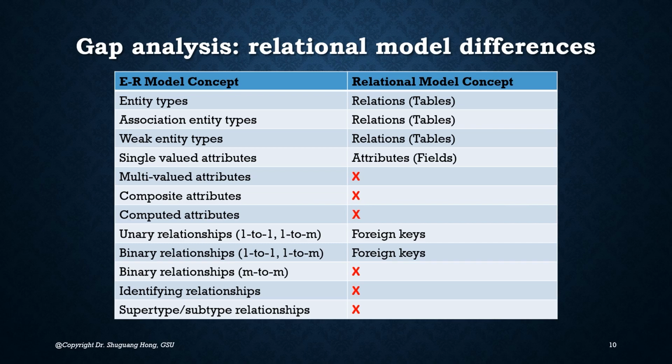Those red crosses in the second column show the ER concepts have no equivalent concepts in the relational data model. There are about half of the ER model concepts that need to be mapped to relational data model concepts. Those unsupported ER concepts can also explain why ER modeling is popular in database design.